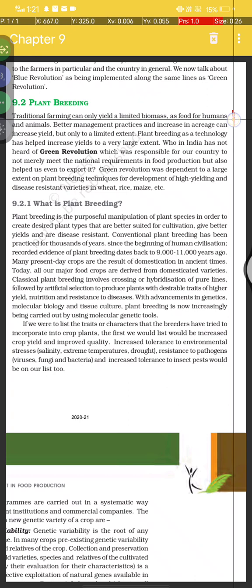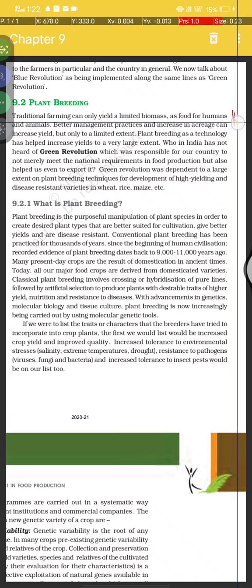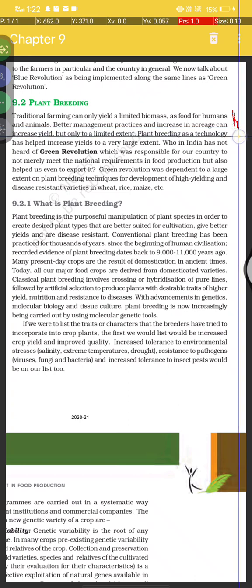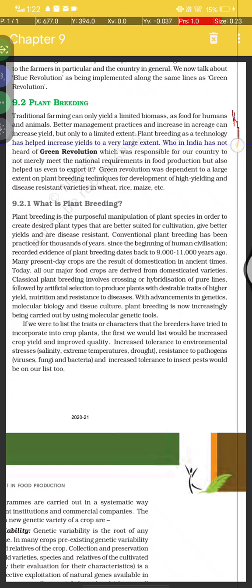Traditional farming can only yield a limited biomass as food for humans and animals. Better management practices can increase yield, but only to a limited extent. Plant breeding as a technology has helped increase yield to a very large extent.